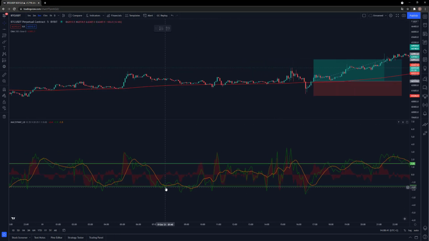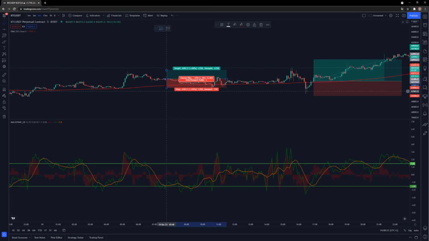Right here we had a cross. I would take it here. Where is it? Went in there. Take a long position here. Not really a swing low, so put it just below here. It probably got stopped out here. That's unlucky.